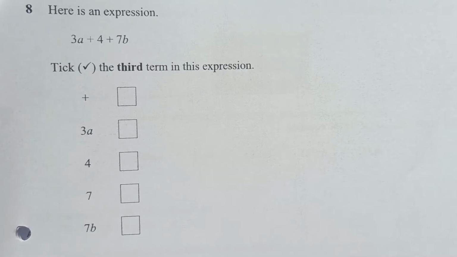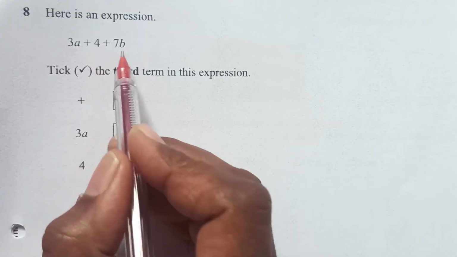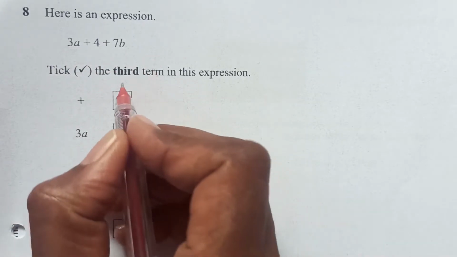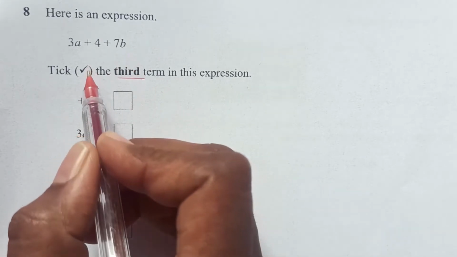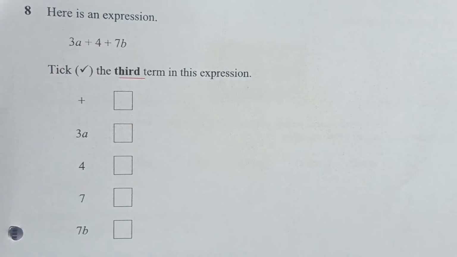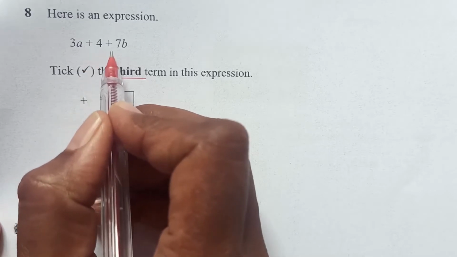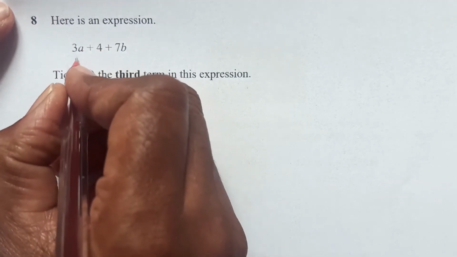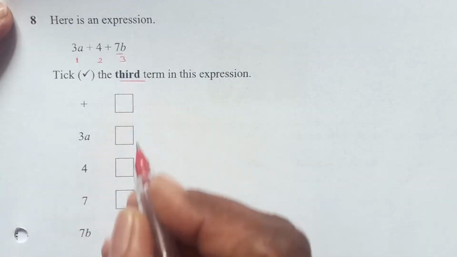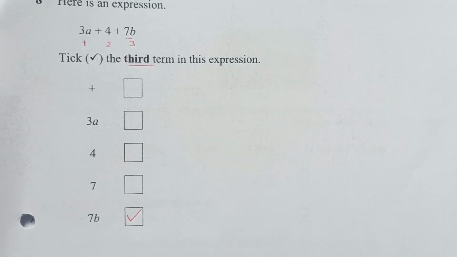So let's start. The first question that we have here is an expression: 3a plus 4b plus 7b. Take the third term in this expression. Now what are the terms? Terms are the variables and numbers that are separated by the signs, plus, minus. So 3a is the first term, 4b is the second term, and 7b is the third term. So the third term is 7b, so we are going to take this option here, right?